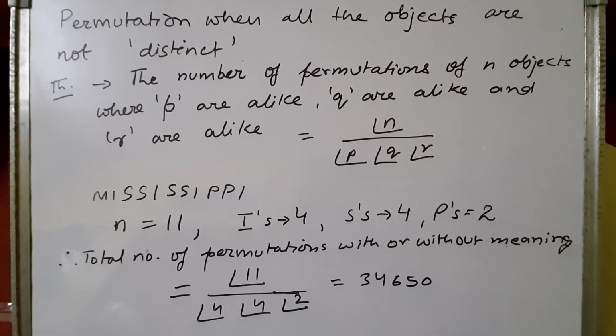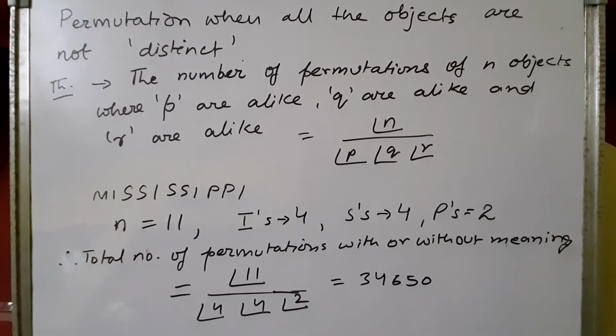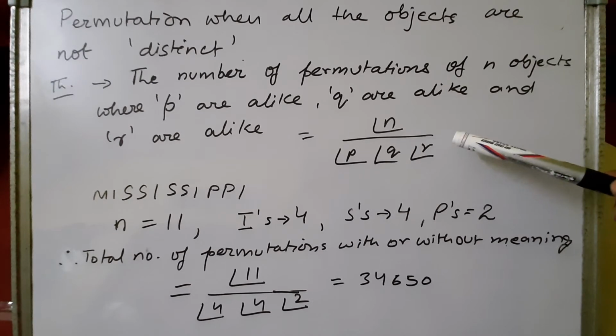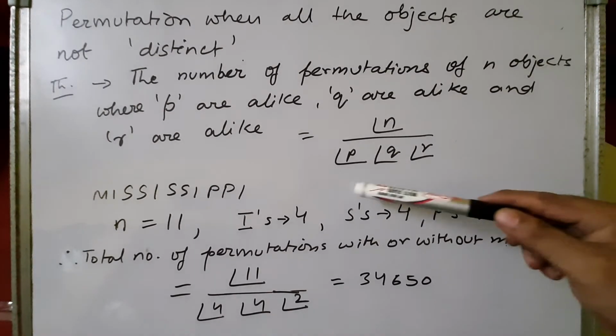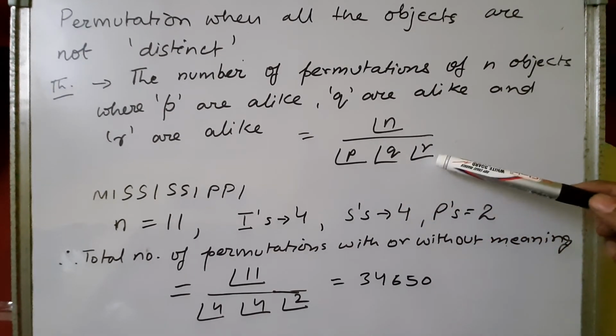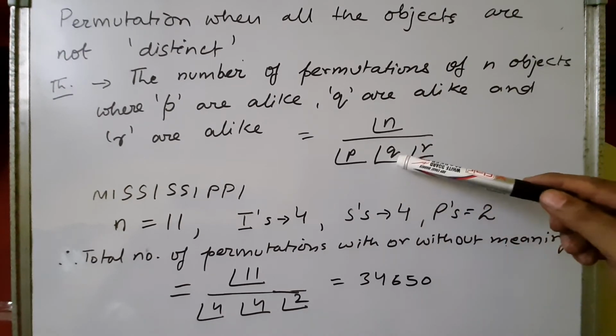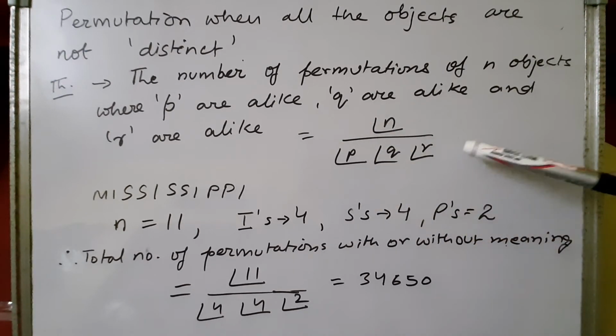Now, the next important point that we are going to study is permutation when all the objects are not distinct. That means if we are taking n objects, there are a few objects which are alike. So let's study this point: the number of permutations of n objects where p are alike, q are alike and r are alike. That means p are the same, q are the same and r objects are the same. So the number of permutations will be factorial n upon factorial p into factorial q into factorial r, right?